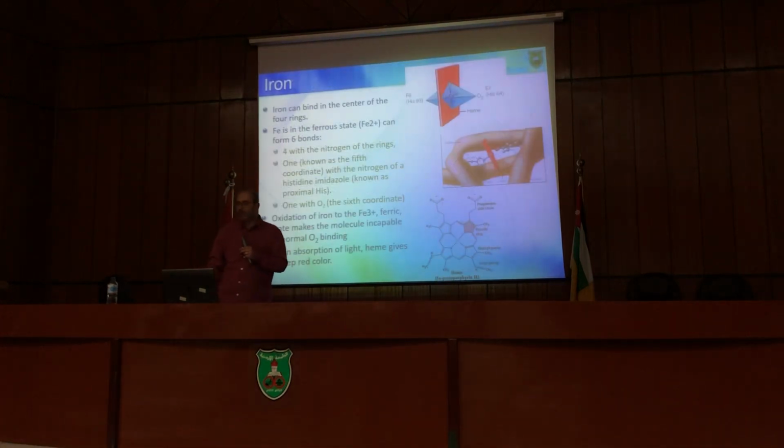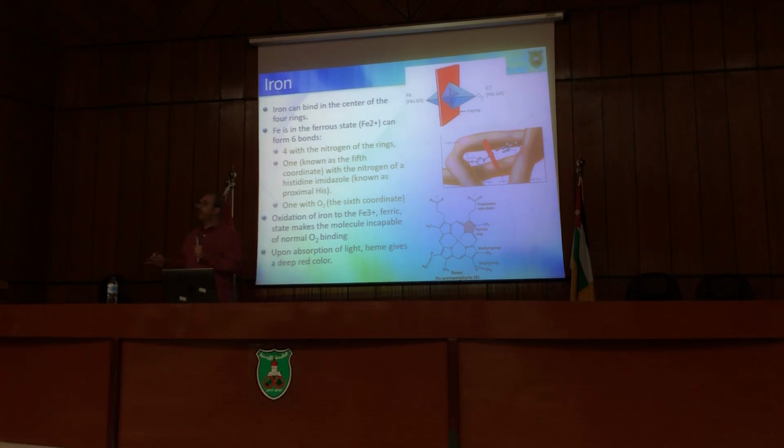So let's talk about iron now. In order for iron to be functional, it has to be in the ferrous state. That is, it has to be reduced. It has to be Fe+2. If it is Fe+3, if it is in the ferric state, it's not functional. It cannot bind to oxygen anymore. So it has to be kept in the ferrous state. Because it's always in the ferrous state, it gives blood a nice red color.